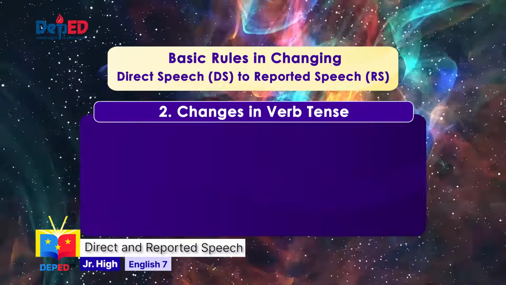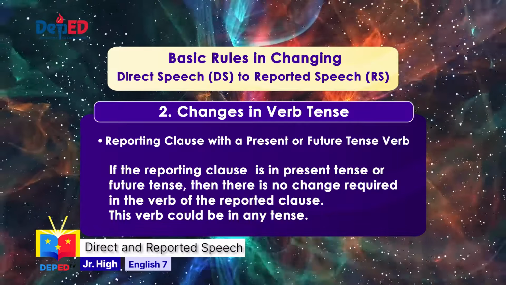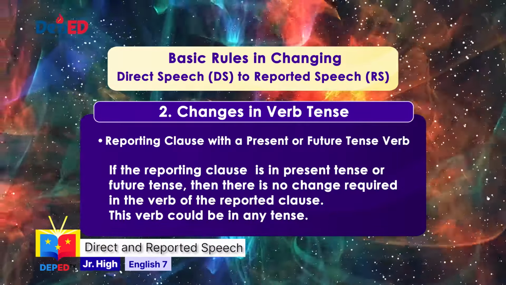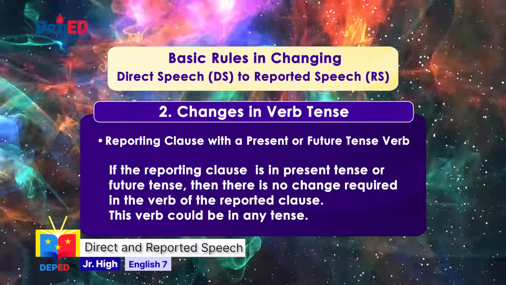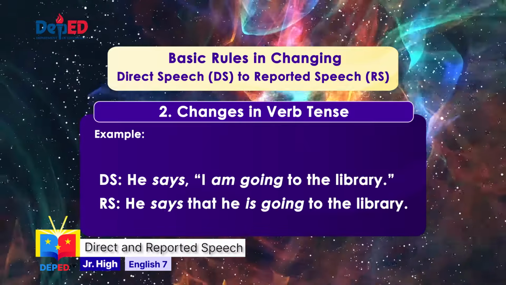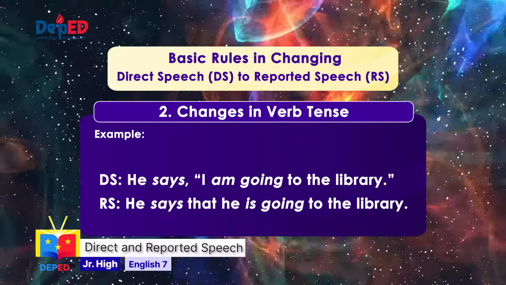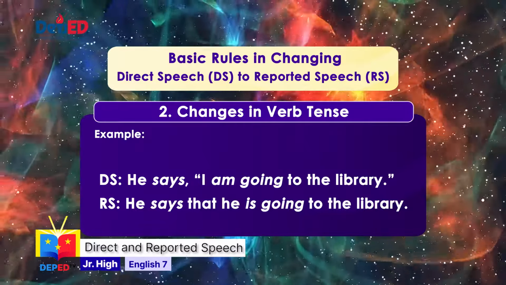Changes in verb tense. If the reporting clause is in present tense or future tense, then there is no change required in the verb of the reported clause. This verb could be in any tense. Example: DS: He says, "I am going to the library." RS: He says that he is going to the library.